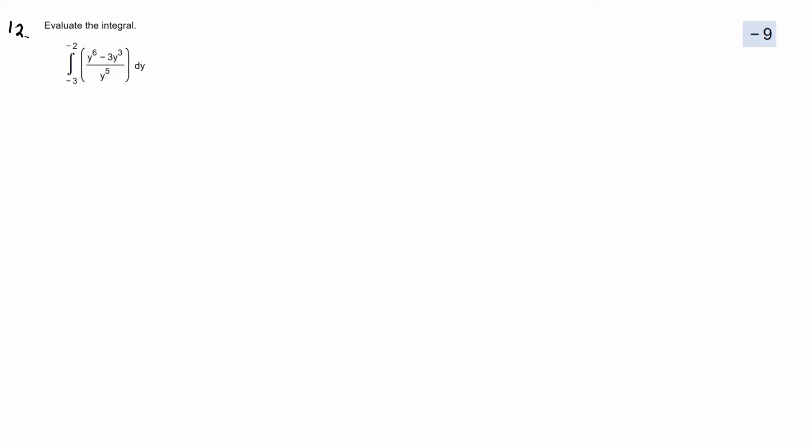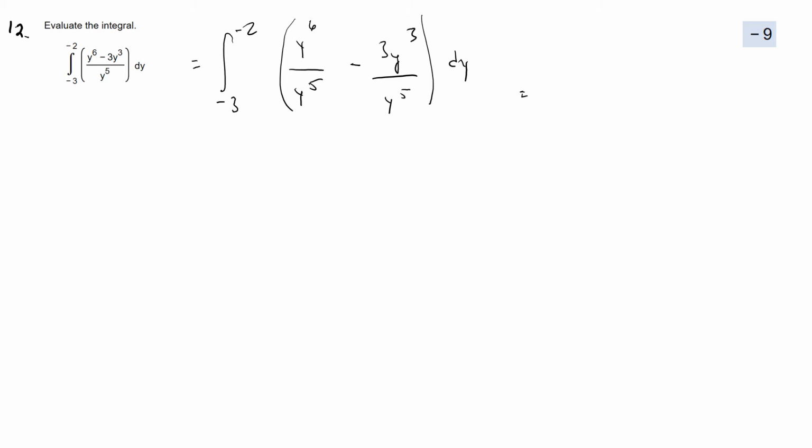All right, to integrate this, I have to do some algebra first. So we have the integral from -3 to -2. I have to do some algebra first. First, I'm going to split the quotient. I'm going to write y^6 over y^5 minus 3y cubed over y^5. Now that I've split the quotient, I can simplify each of these quotients. y^6 divided by y^5 would just be y^1. And over here, when I divide variables, I subtract their exponents, so it'll be y to the negative 2.